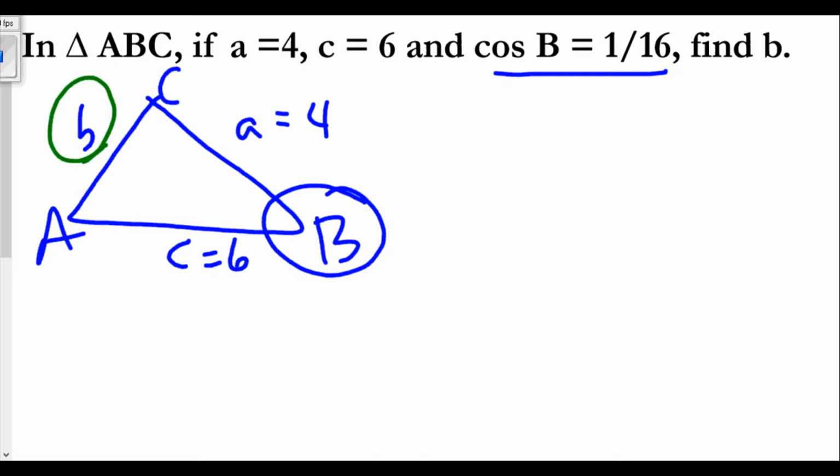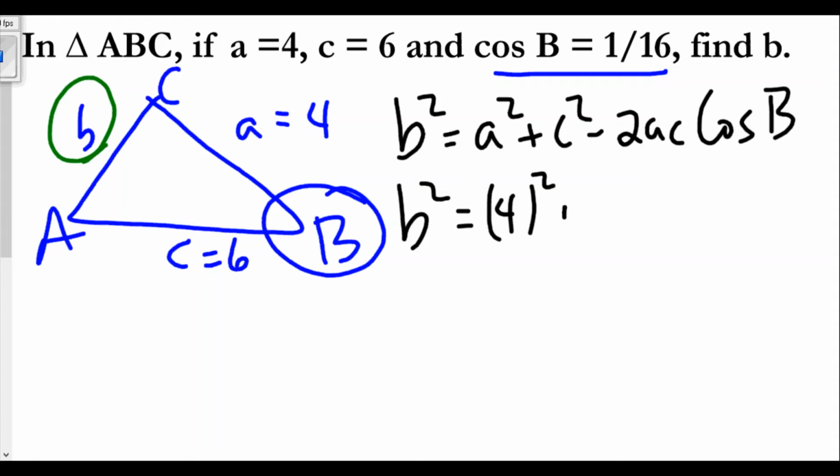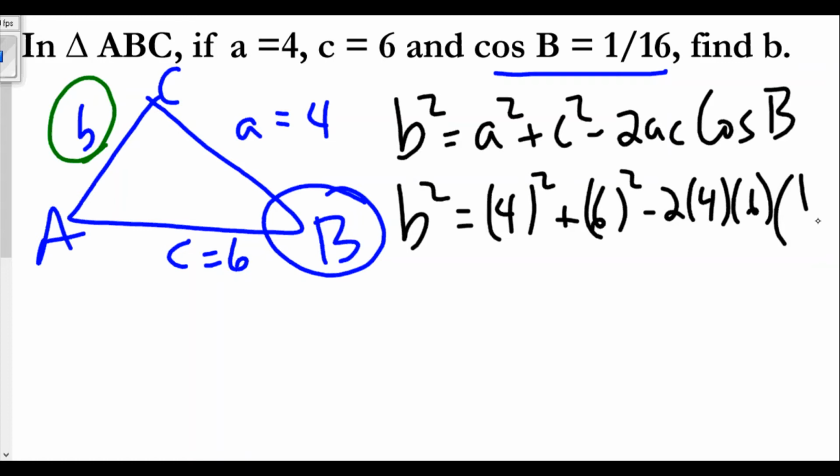So we use our formula, b squared equals a squared plus c squared minus 2ac cosine of B. And so b squared is equal to, now a is 4, so that's 4 squared, and c is 6, that's 6 squared, minus 2 times 4 times 6 times the cosine of B, which is 1/16.